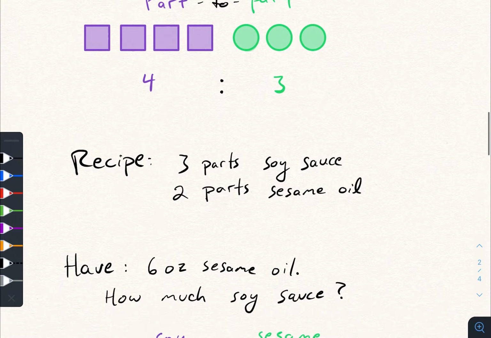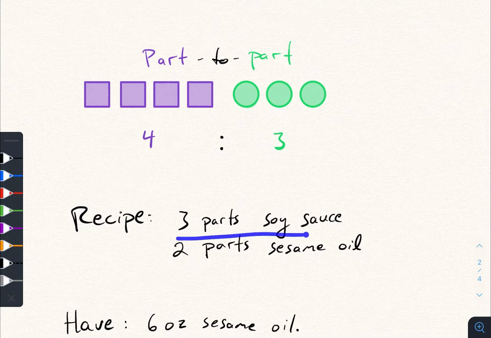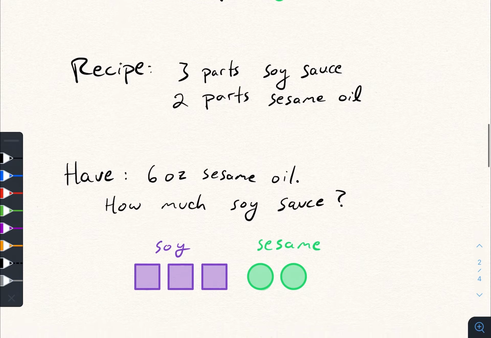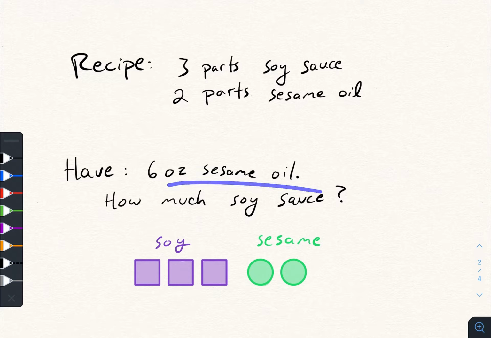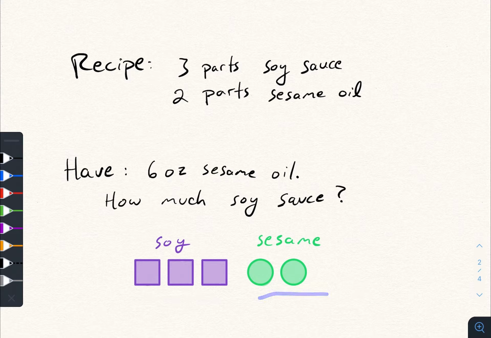So let's see an example. Let's say that we have a recipe which calls for 3 parts soy sauce and 2 parts sesame oil. Let's say that we have 6 ounces of sesame oil in our cupboard, and we want to know how much soy sauce we need to make as much of this recipe as we can. So here I have a picture representing soy sauce and sesame oil. The squares represent soy sauce, and the circles represent sesame oil.